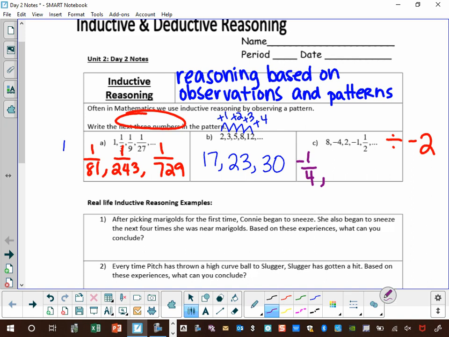Negative 1/4 divided by negative 2. Oh, negative 1/8. Negative or positive? You should get positive. Make sure your 1/4 was a negative. Was it? Yeah, I don't know what it is.